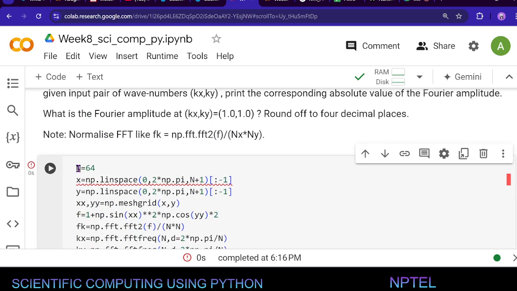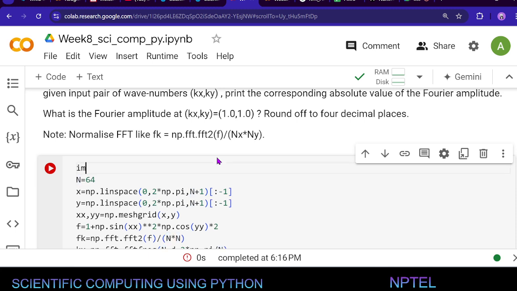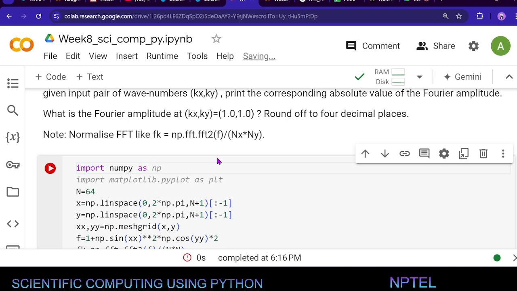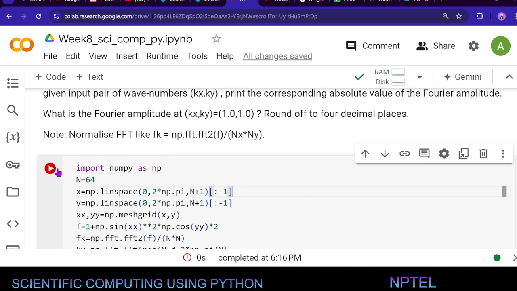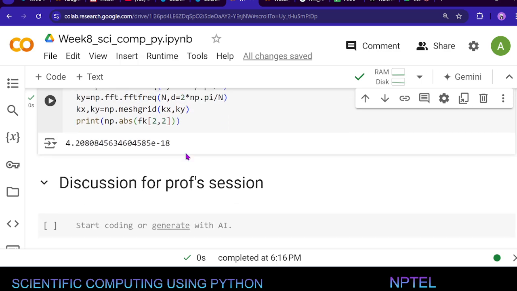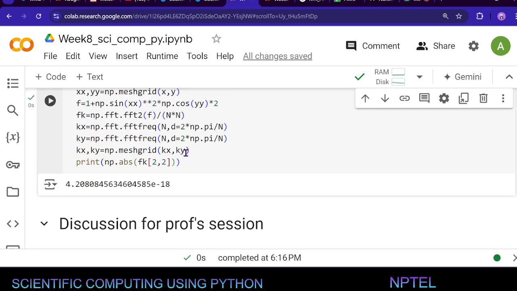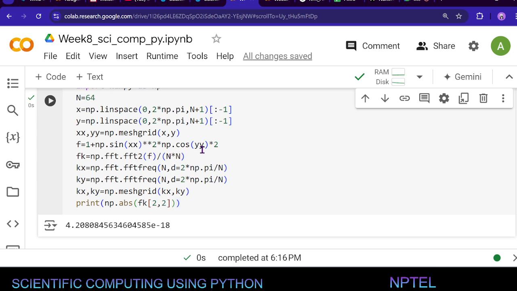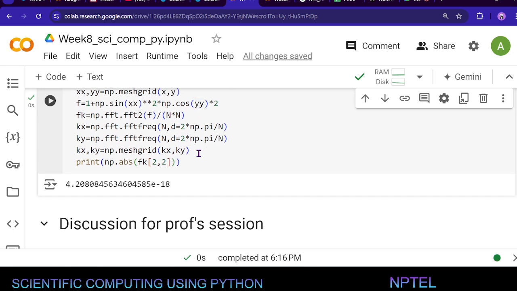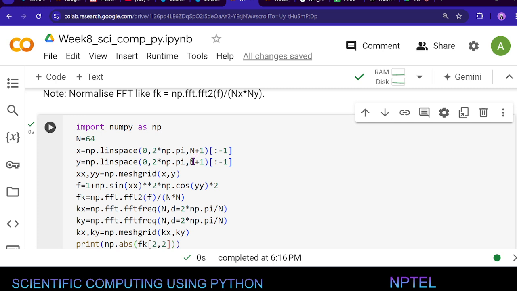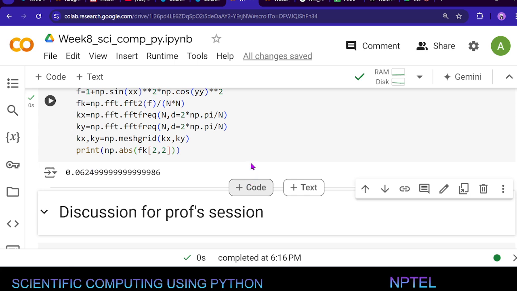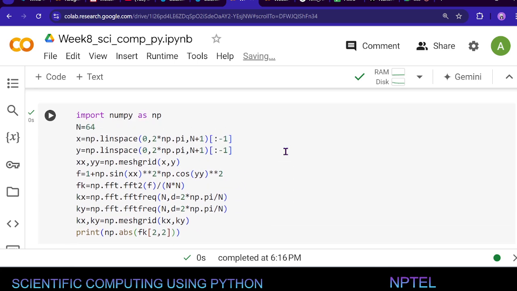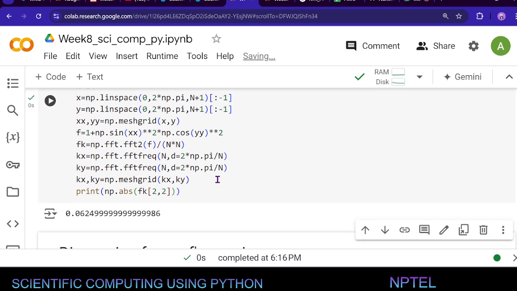Oh, did not import numpy. And it still gives 4.2. In cos yy, there is a square term over there. Oh, I wrote 2. Okay, thank you. It gives 0.0625. So it gives the correct answer.